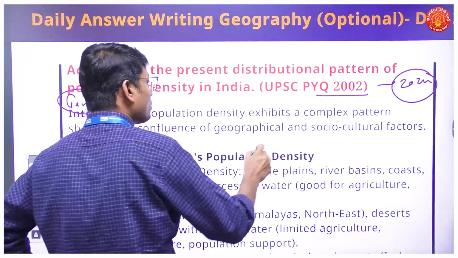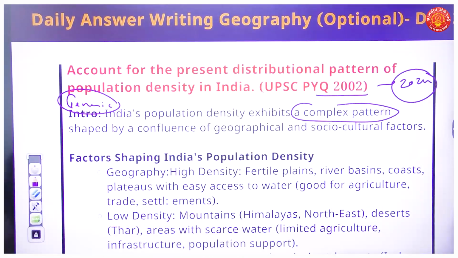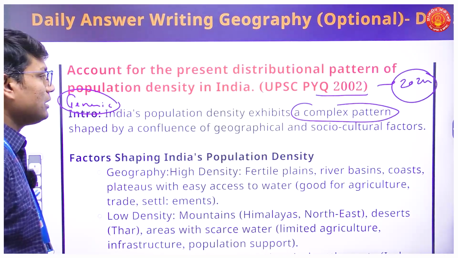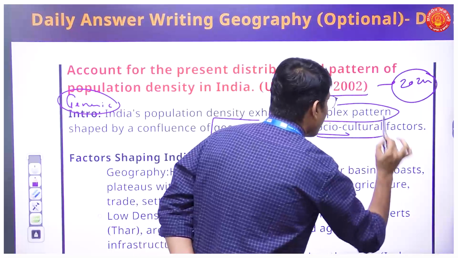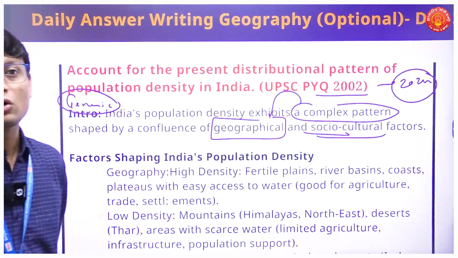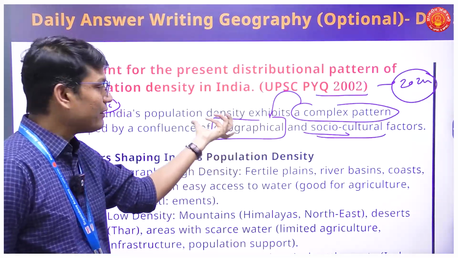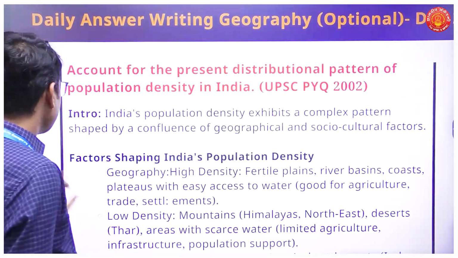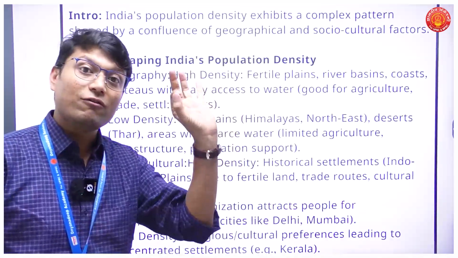I'm talking about how India's density shows some complex patterns, and the reason for these complex patterns is geographical as well as socio-cultural. Here I'm making it look more like a geography answer. As I go deeper into the answer, I will talk about geographical factors.